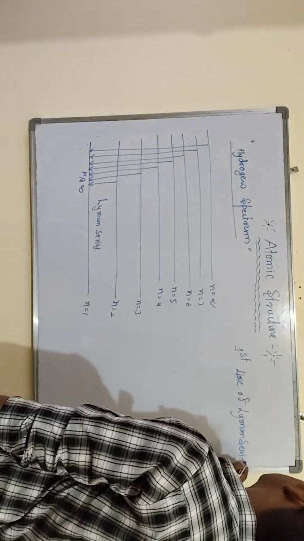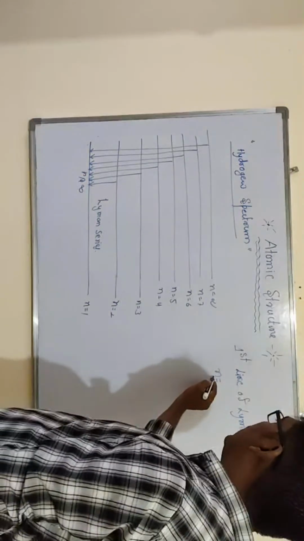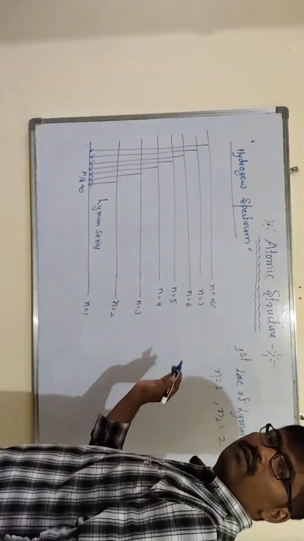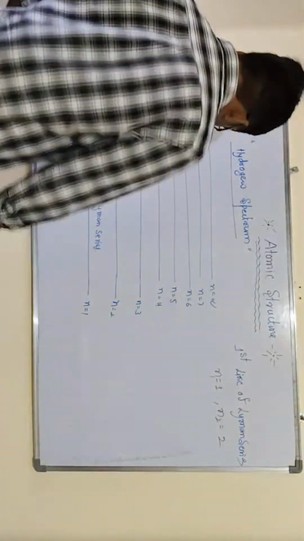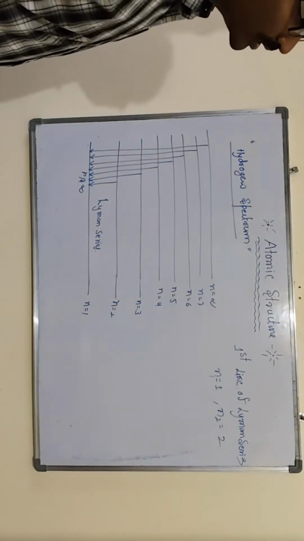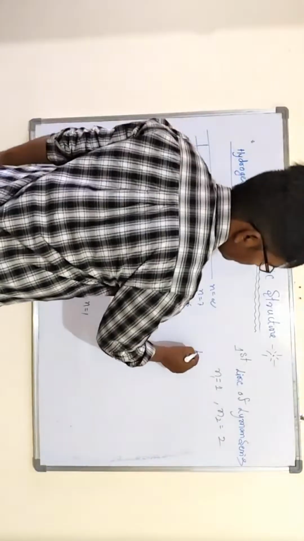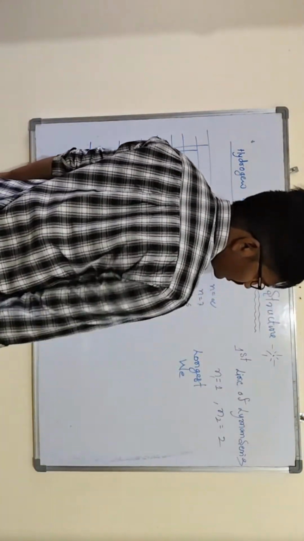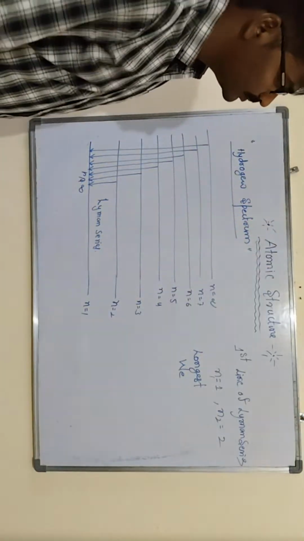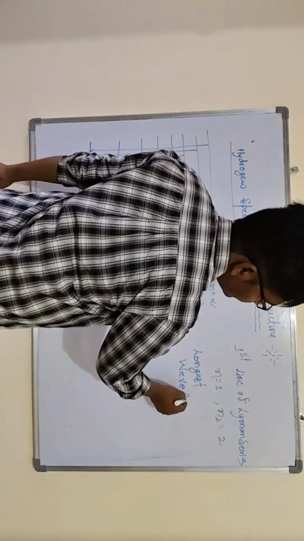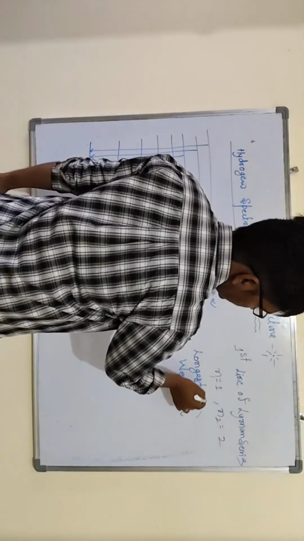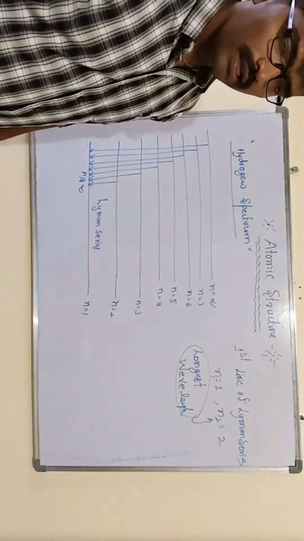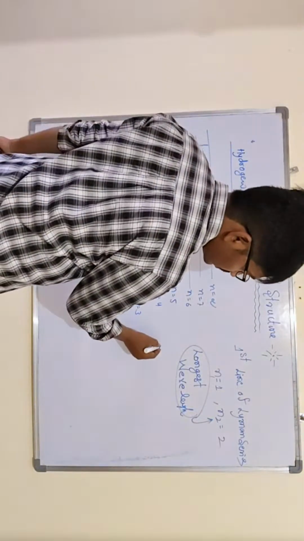Lyman series. Next, what do we have to take? For the first line of Lyman series, the n1 value you have to take is 1, and the n2 value is 2. We can also call it the longest wavelength line. For the longest wavelength line also, the same n1 value 1, then n2 value 2. Clear? Then the shortest wavelength or last line.